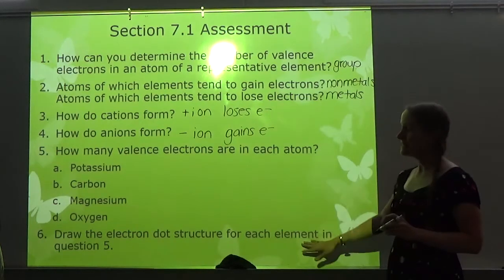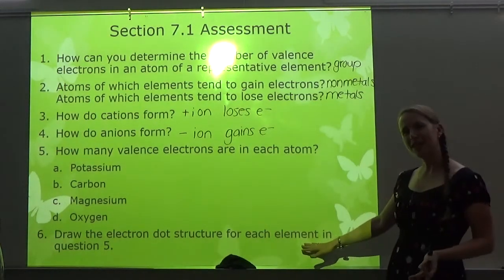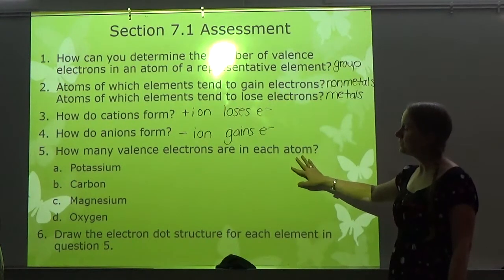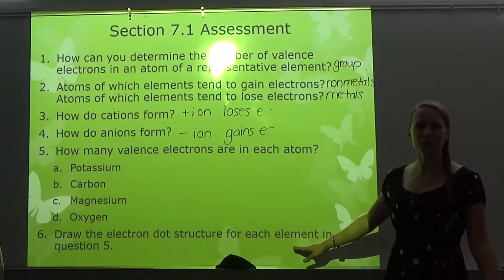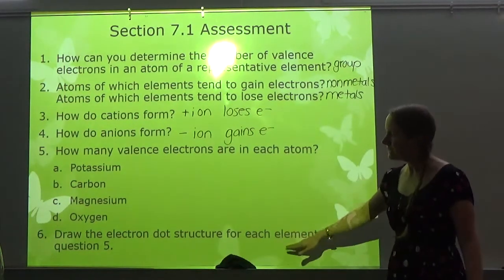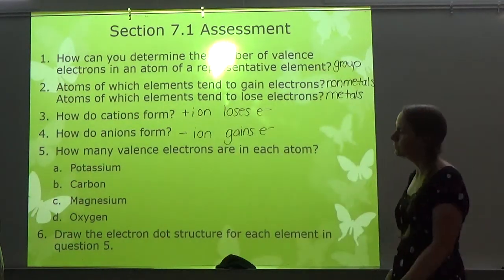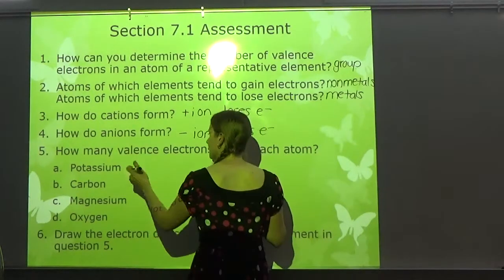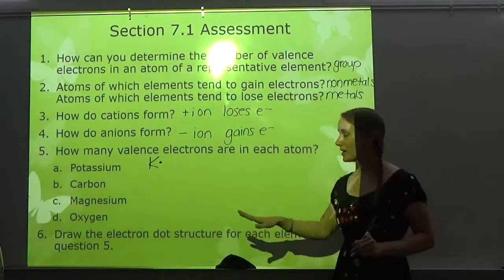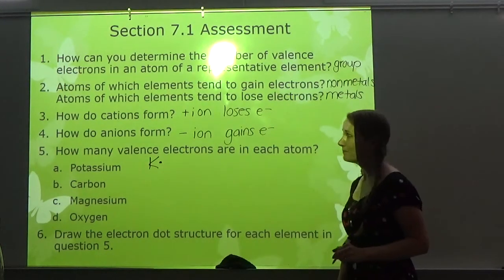All right, number 5 and 6 actually kind of go together, so I just put them together in class all the time. This one says how many valence electrons are in each atom, and this one says do the electron dot structure, which is practically the same thing. So we're just going to do number 6 as number 5 and go from there. Potassium, the symbol is K. It's in group 1, so it would have 1 valence electron, and that would be its electron dot structure.